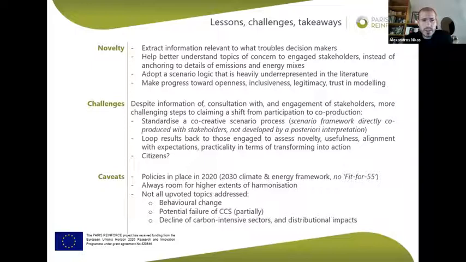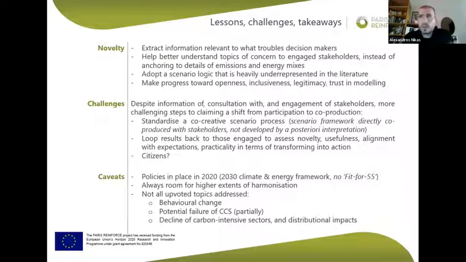So, right to the chase regarding novelty, this process helped many modeling teams extract the information that is relevant to what concerns stakeholders and decision makers, and understand these topics instead of simply anchoring to those typically highlighted issues in relevant multimodel studies. It helped us adopt a scenario logic that is underrepresented in the literature. And of course, hopefully, it helped us make some progress towards inclusiveness and legitimacy and increased trust in the modeling processes and the results.